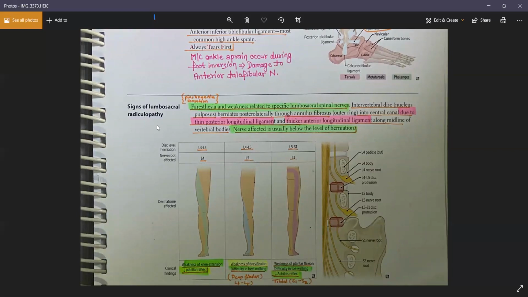No, thank you. I think we should take a short break, and then we'll study radiculopathy. After a short break of 5 to 10 minutes, we will study radiculopathy.